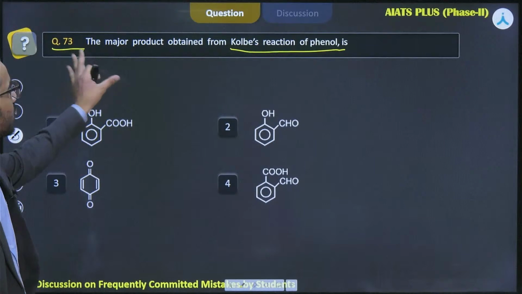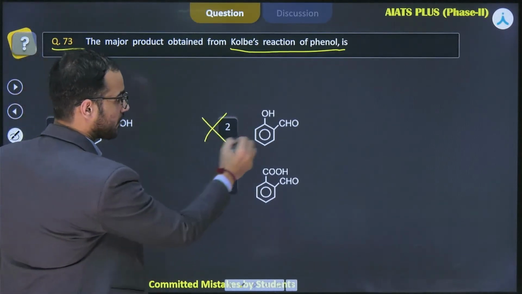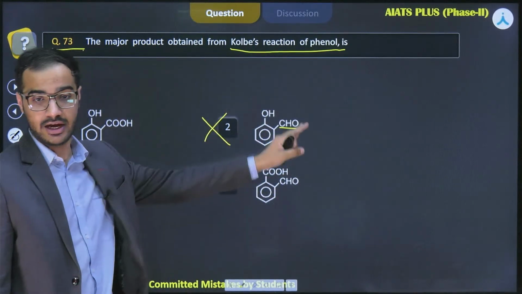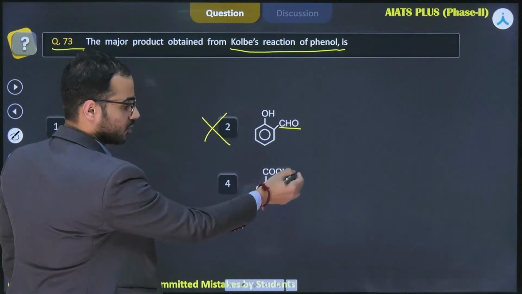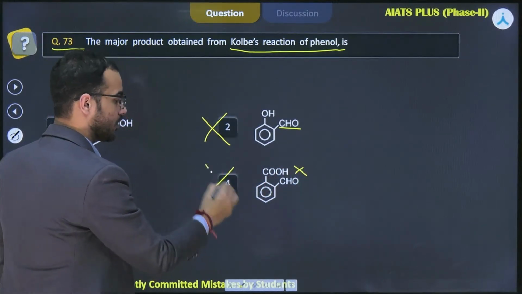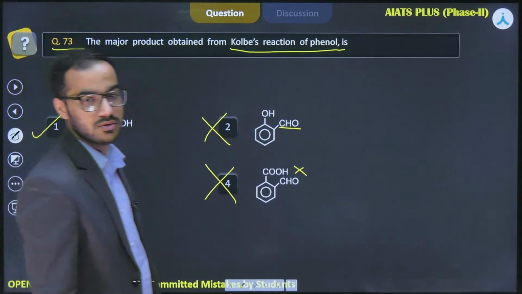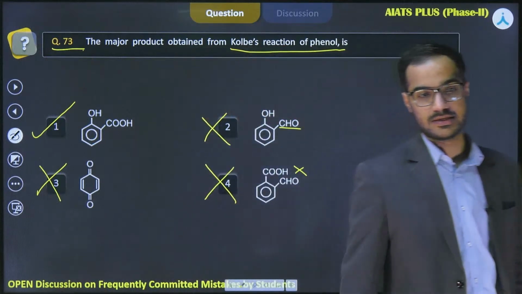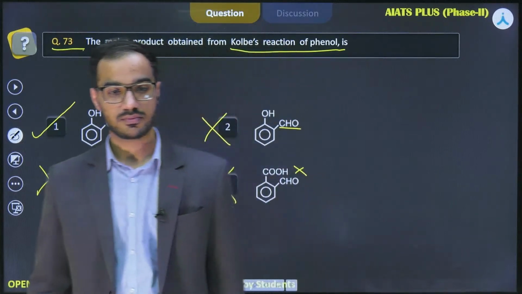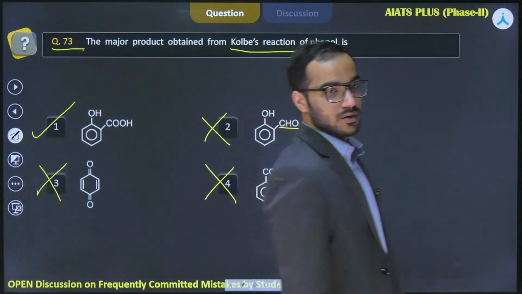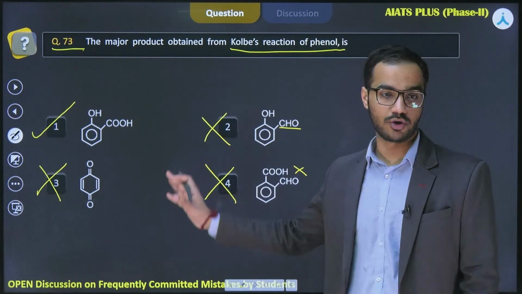So the major product obtained from the Kolbe reaction of phenol is obviously not this one, because this is having CHO, this is salicylaldehyde, and this is obviously not the case. We have no carboxylic acid here, so this is also ruled out, and this will be the product. Is it clear? Okay, this is the product of this question.